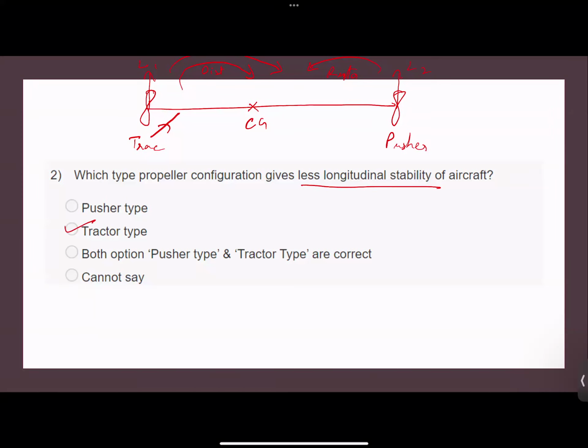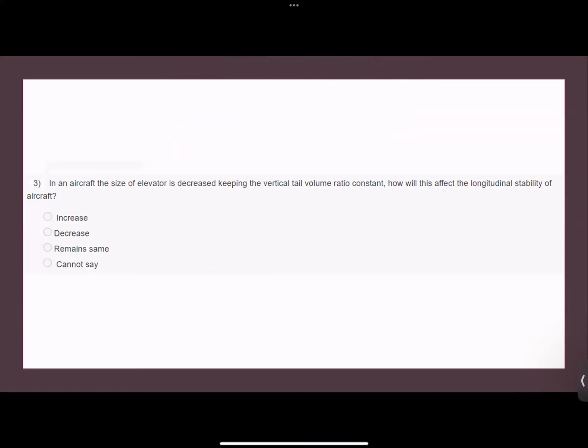Next question. In an aircraft, size of the elevator is decreased, keeping the vertical tail volume ratio constant. How will this affect the longitudinal stability of the aircraft? Okay, it should not be vertical tail, it should be horizontal tail. So the size of the elevator is decreased, keeping the horizontal tail volume ratio constant. This is VH. How will this affect the longitudinal stability of the aircraft?